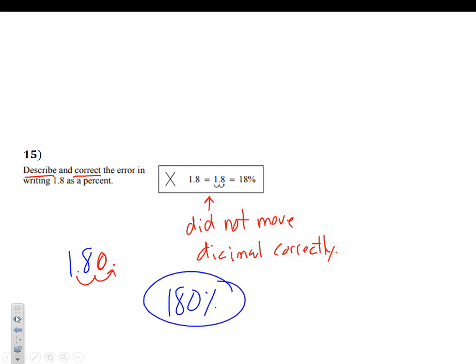So describing and correcting, remember, when we do these on our assignments, it will be worth 2 points because you are doing 2 things. One, describing, and 2, correcting the error. Go ahead and copy that down. I'll see you on example 16.